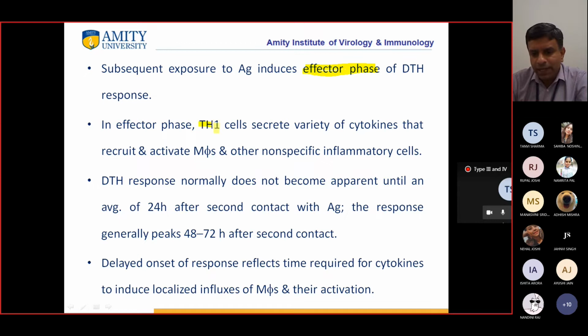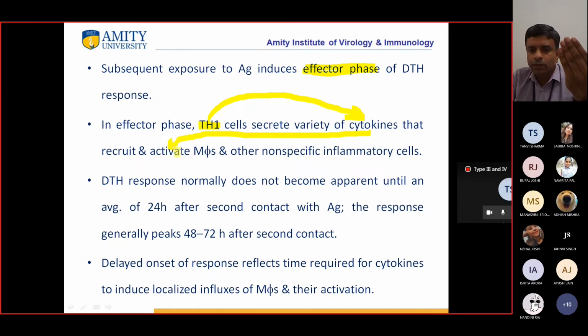So T helper 1 cells were activated in the sensitization phase. Now when the effector phase comes, 1 to 1.5 weeks later, these activated T helper cells secrete cytokines. Okay, and as I said, these cytokines are the messengers, right? So these cytokines then activate the macrophages.